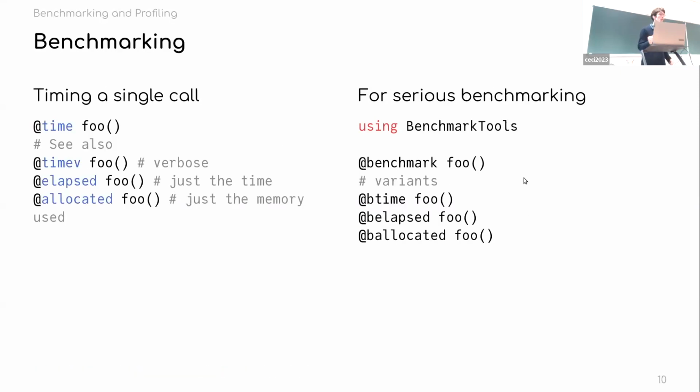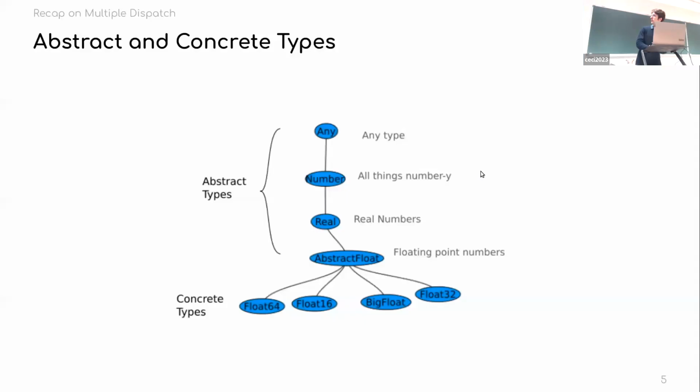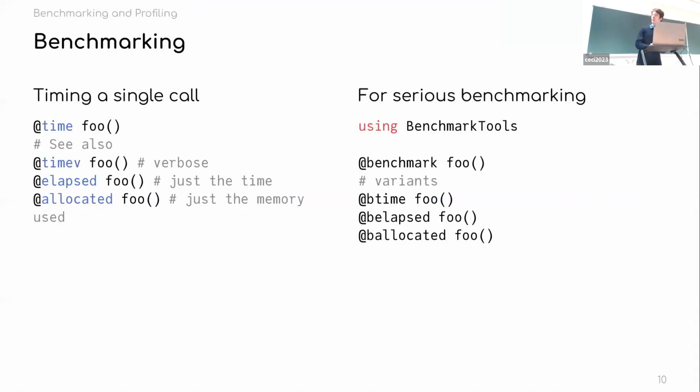Now, if you want to do some proper benchmark, you should really use this package called BenchmarkTools, which defines a benchmark macro, which is going to do essentially the same as time, but it's going to run a certain number of times, ideally tens of thousands. So it's going to run a bunch of times to get some statistics. At the end, it gives you the average time it took, the standard deviation, the median, and so on. And again, you have variants if you just want the time or only some statistics.